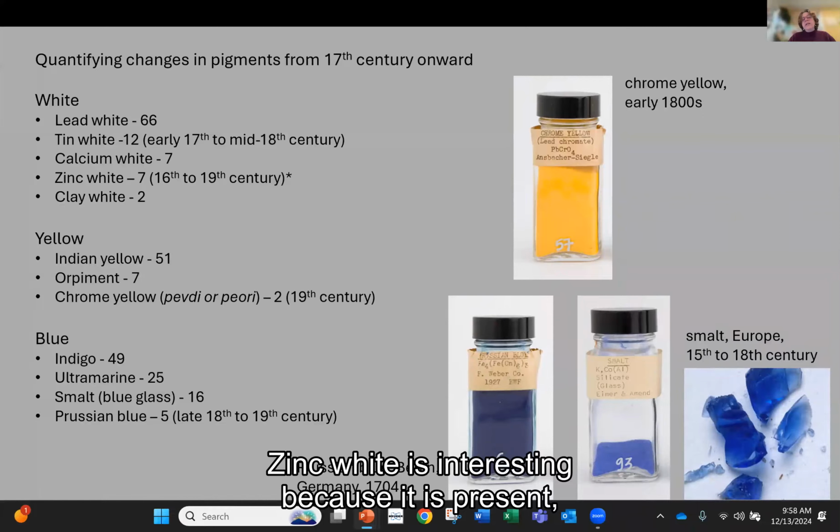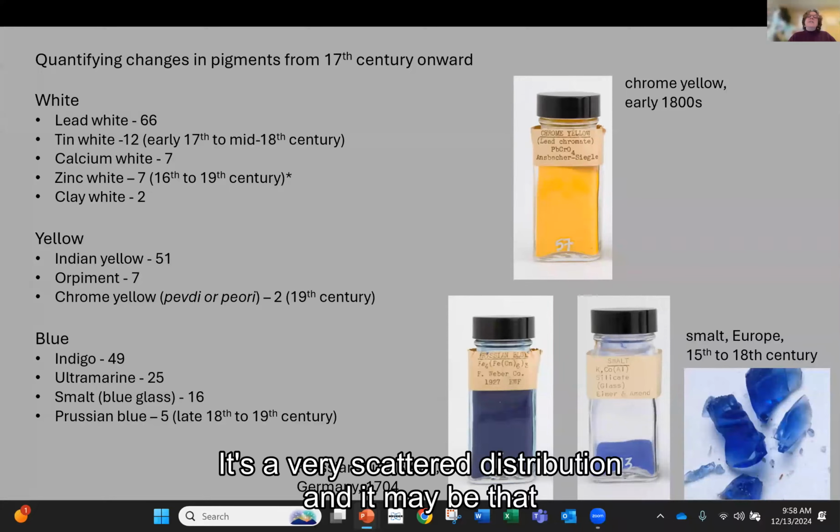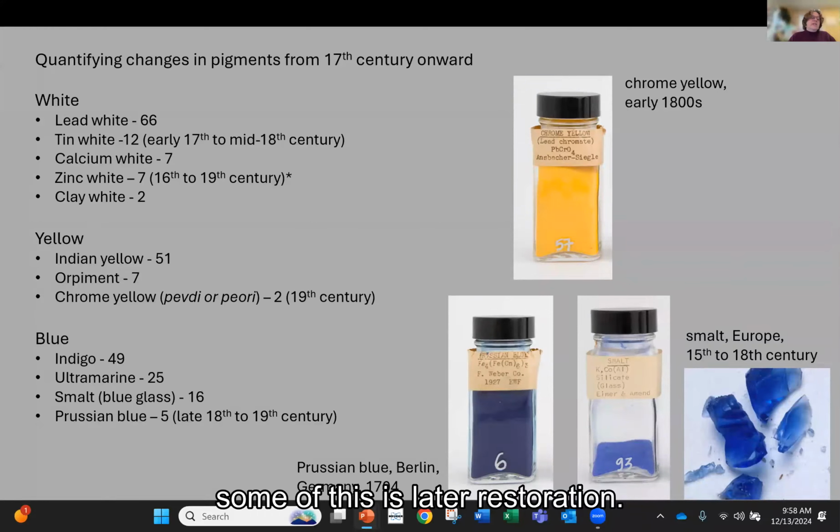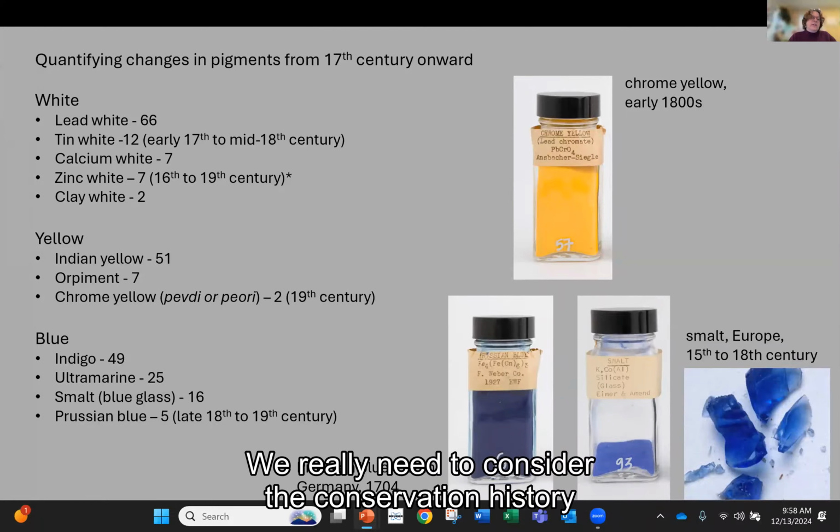Zinc white is interesting because it is present fairly sporadically. It's a very scattered distribution, and it may be that some of this is later restoration. We really need to consider the conservation history of some of these artworks to understand how prevalent zinc white is.